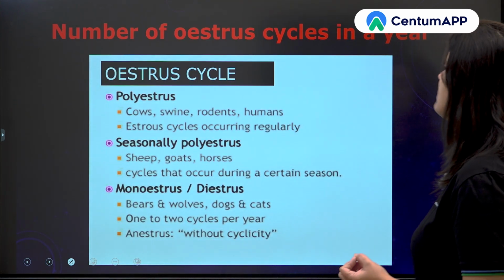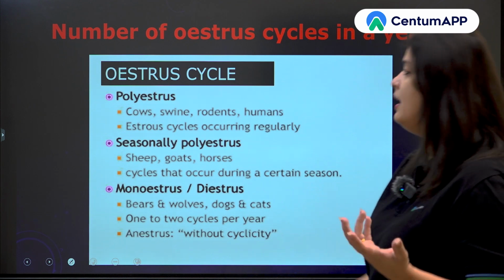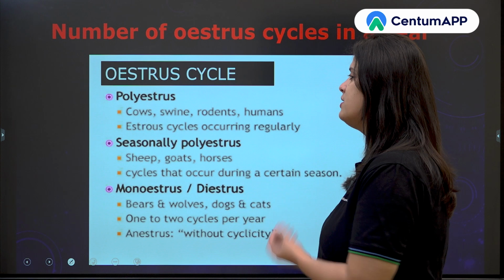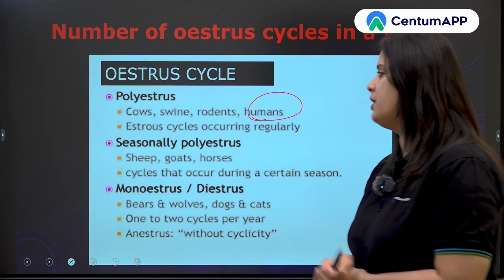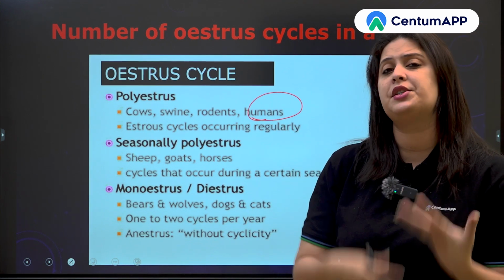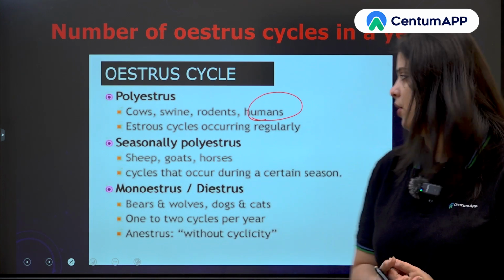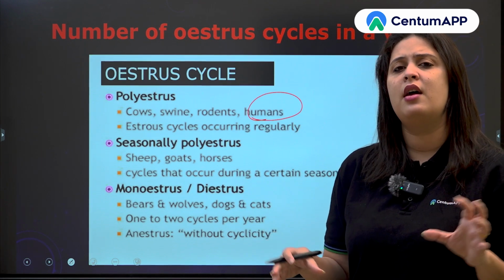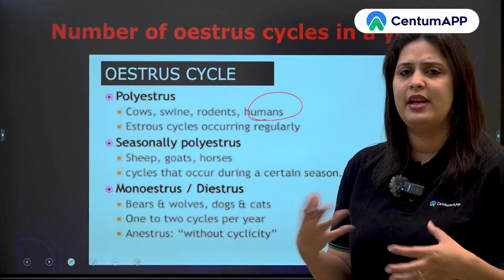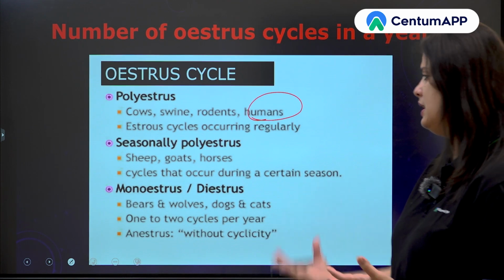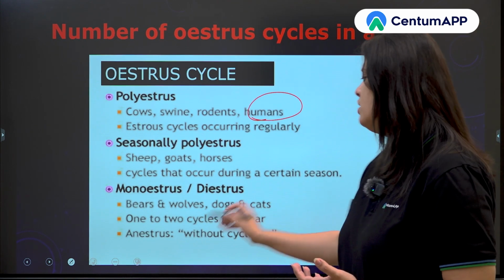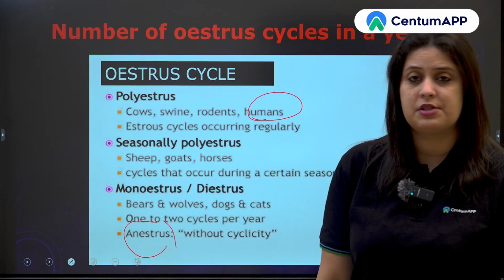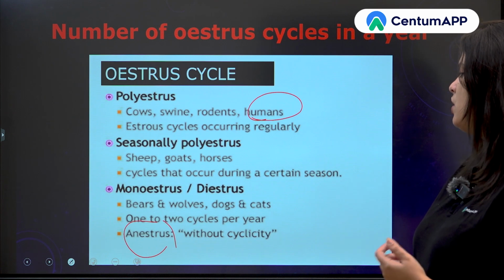So, the number of estrous cycles in a year. There are polyestrous cycles, where cows, swine, humans, all these come under polyestrous cycles, where the cycles repeatedly occur over a period of time. Then seasonal polyestrous, where the cycles occur any time during the year, it is seasonal. Monoestrous and diestrous, also called anestrous, where you have one or two cycles per year, that is for wolves, dogs, and cats.